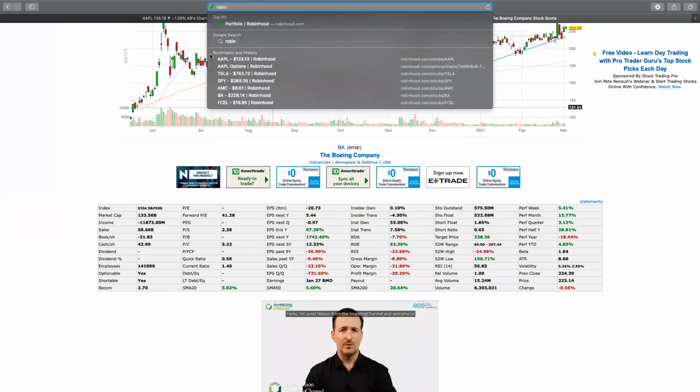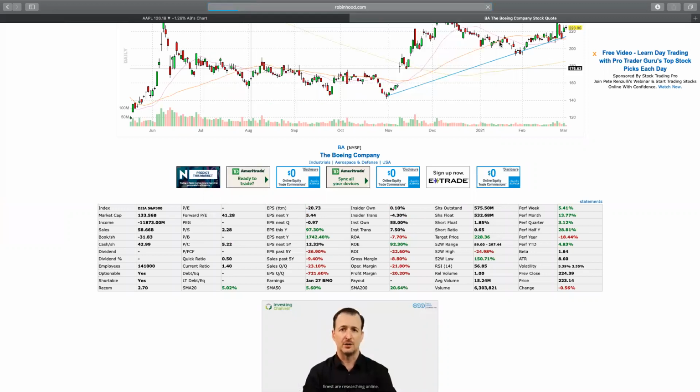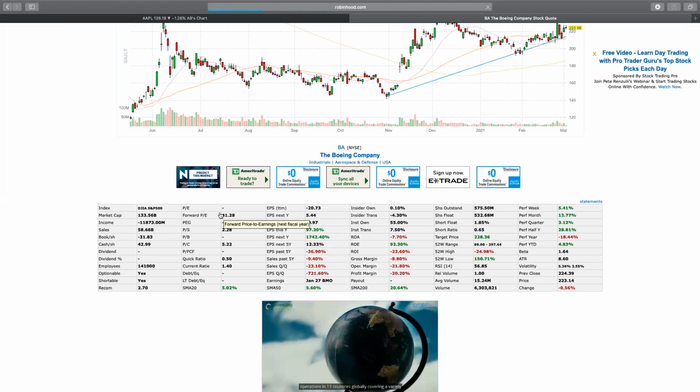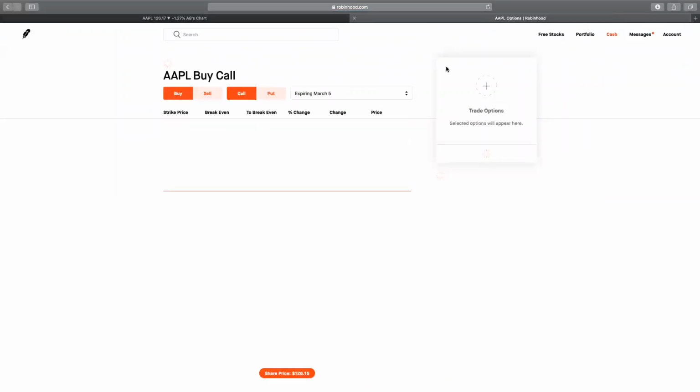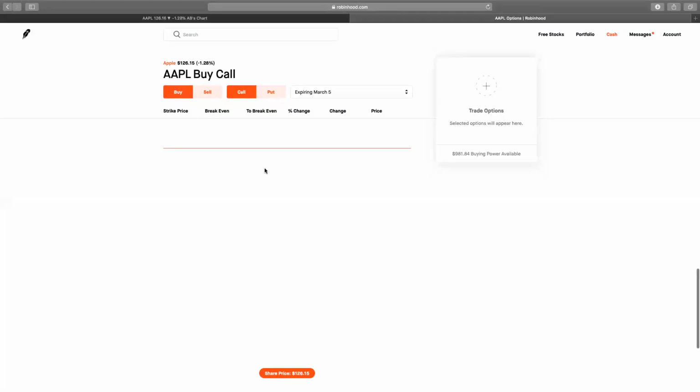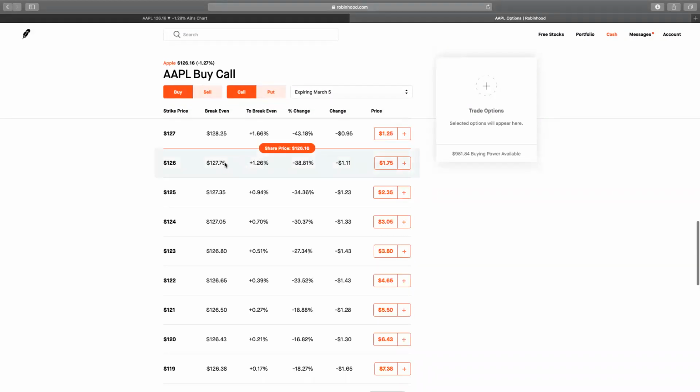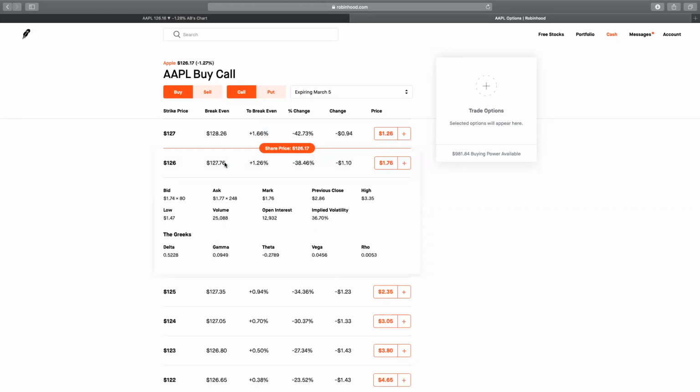I know everyone hates Robinhood, but it's really easy to look at. So don't mind the brokerage. Let's just look at the Greeks. All right, so I'm going to pull up the Apple options chain for you guys, just so we can look at the Greeks. All right, so this is in the money, right?